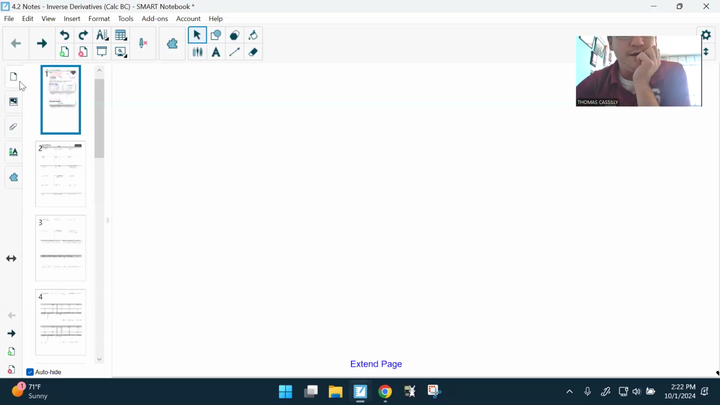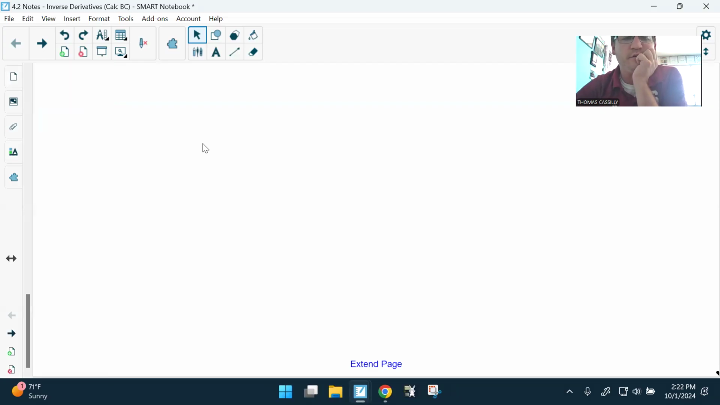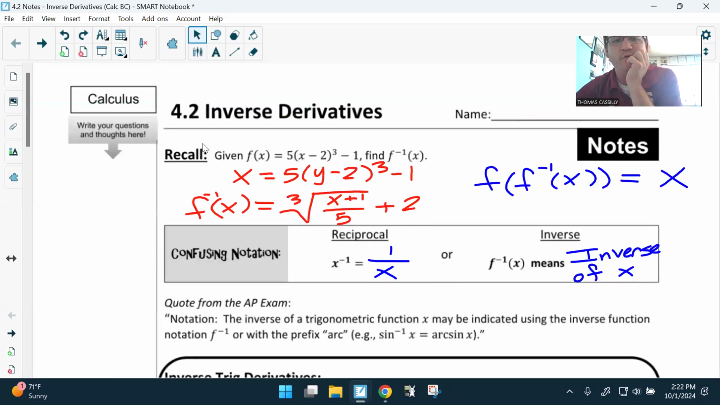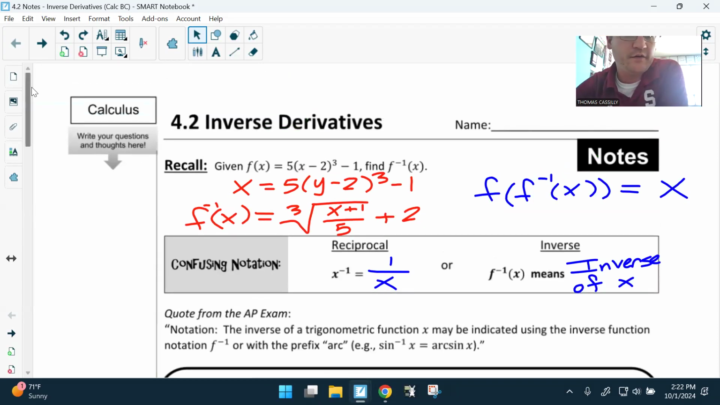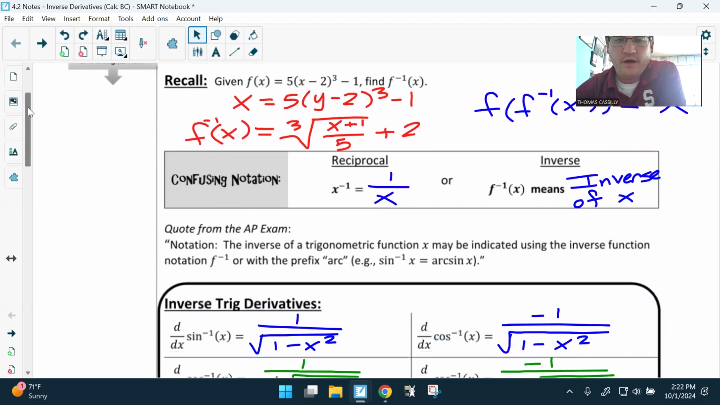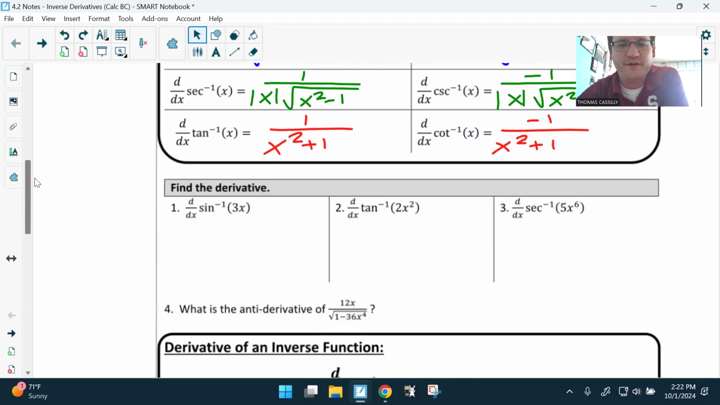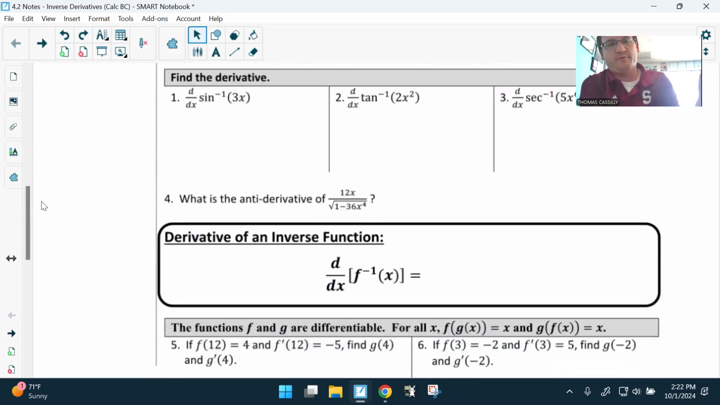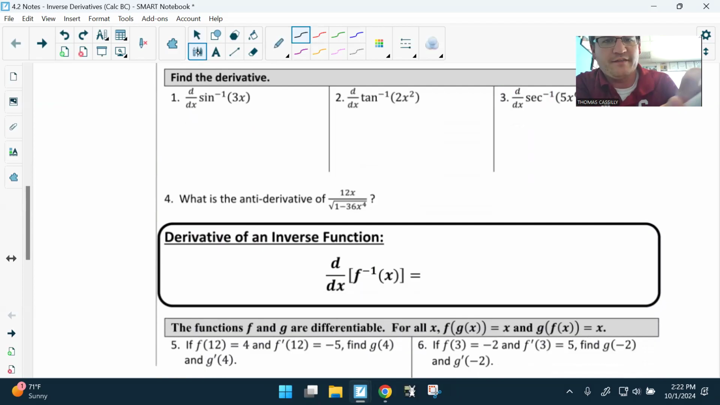All right, here we go. What are we doing right now? We're doing 4.2. All right, so we talked about this in class, and I realized about 5 minutes ago that I forgot to mention something. I totally skipped number four, so I'm going to sneak it in here.